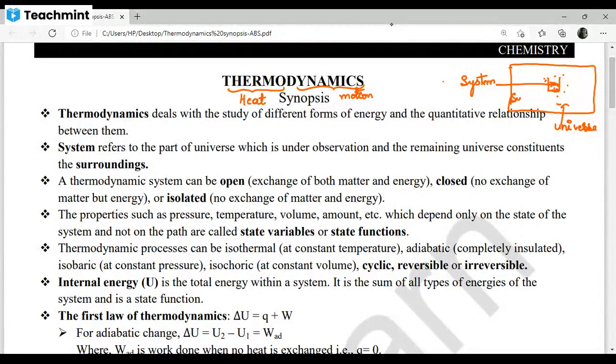as surrounding. So what does universe constitute of? Universe constitutes system and surroundings, which is separated by an imaginary boundary. So we consider that what separates system and surrounding is the boundary of it.